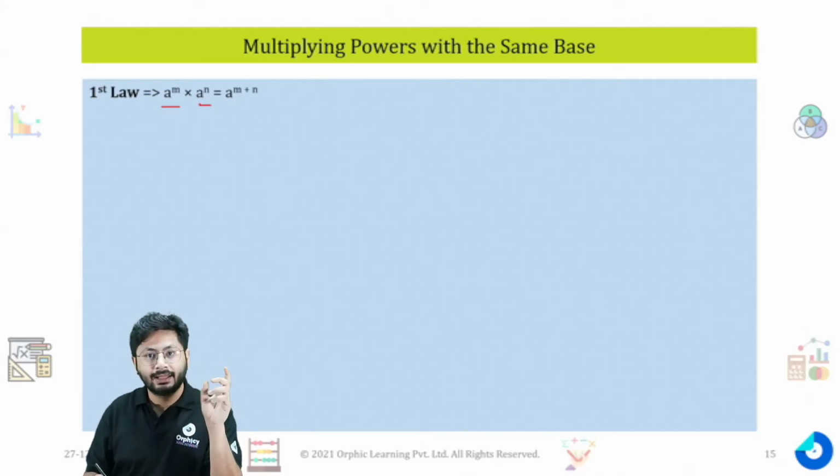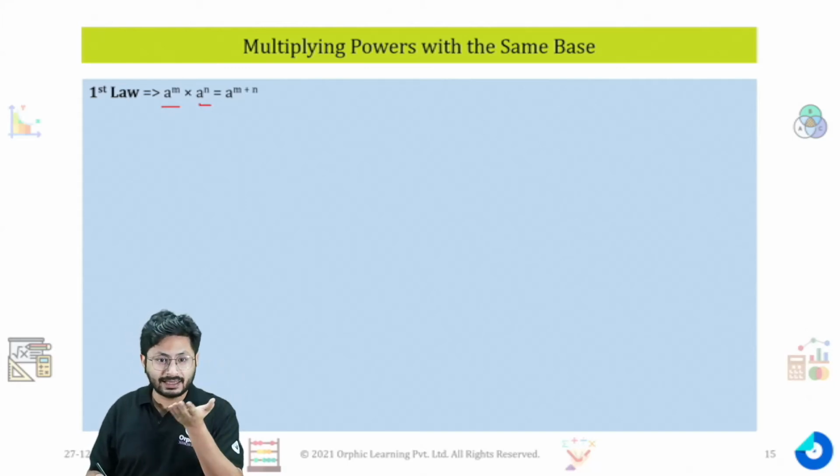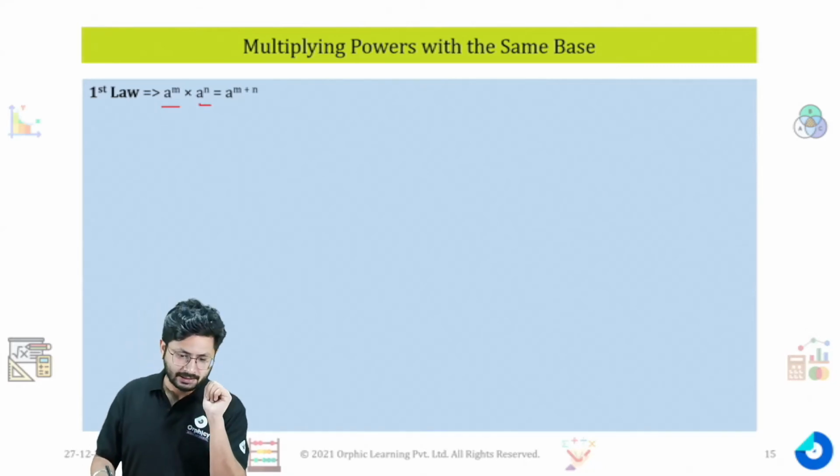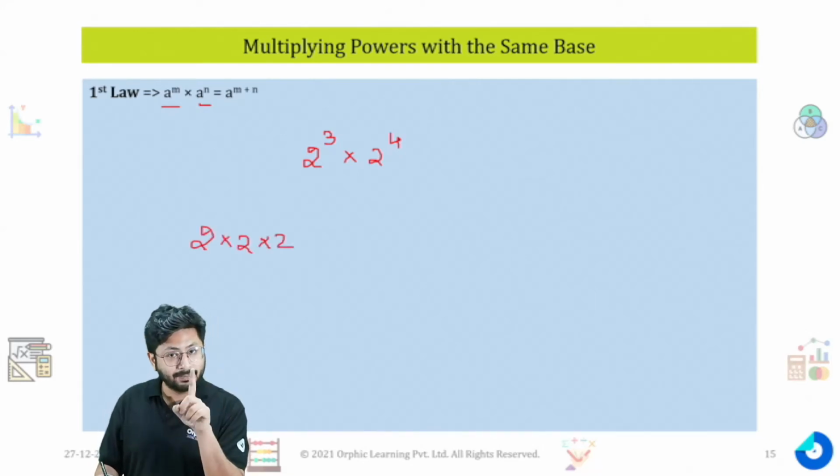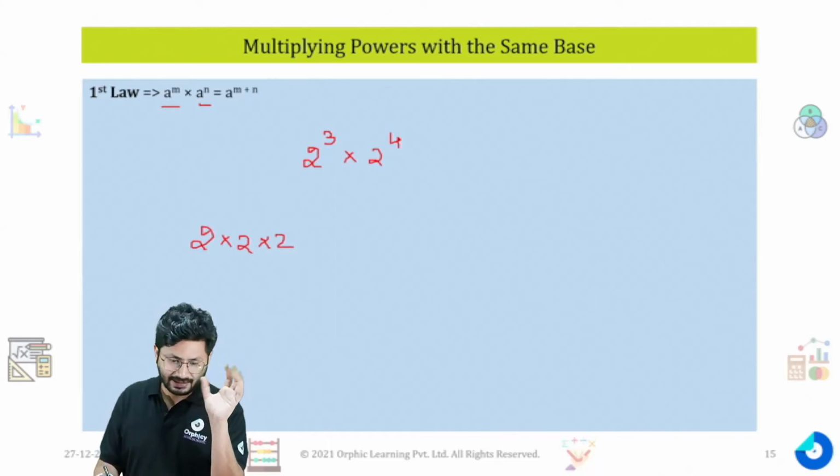a to the power m, a to the power n, if both are multiplied and we can see that the bases are the same, it will become a to the power m plus n. Why does this happen? Let's see. Let's take an example, 2 to the power 3 into 2 to the power 4. Let's expand it. 2 to the power 3 means 2 into 2 into 2. The bases are the same, both are 2, and there is a multiplication sign in between.